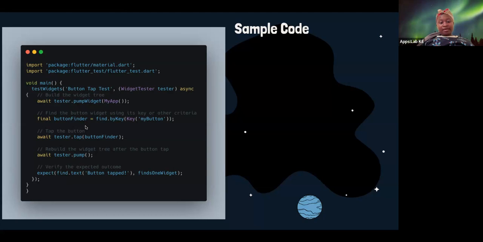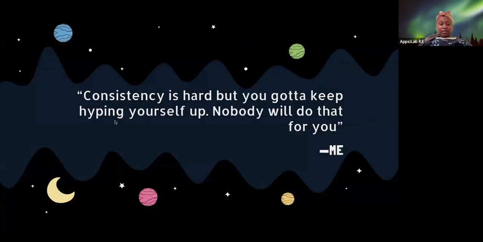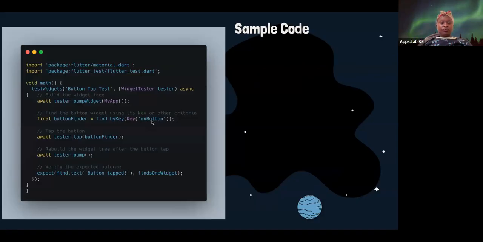Okay. And then we just talked about how to find a widget. And here it is. So we are able to find this particular widget by key. And in this key, we've called it my button. So we have a button that we've given a specific key, and the name of this particular key is my button. So it's easy for us to locate this particular button using the my button key phrase.